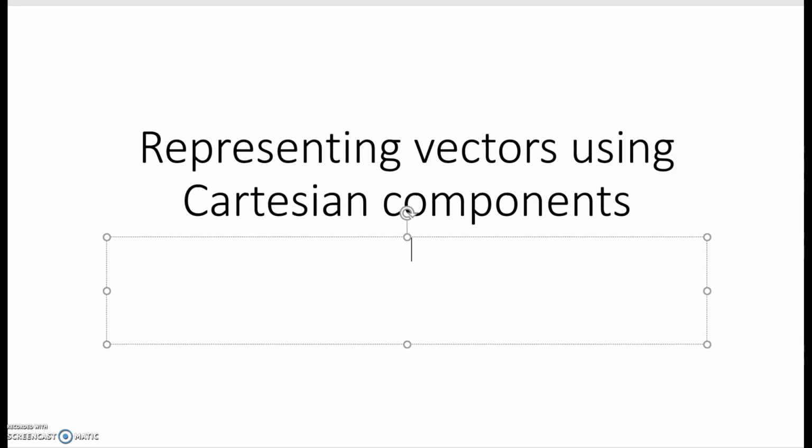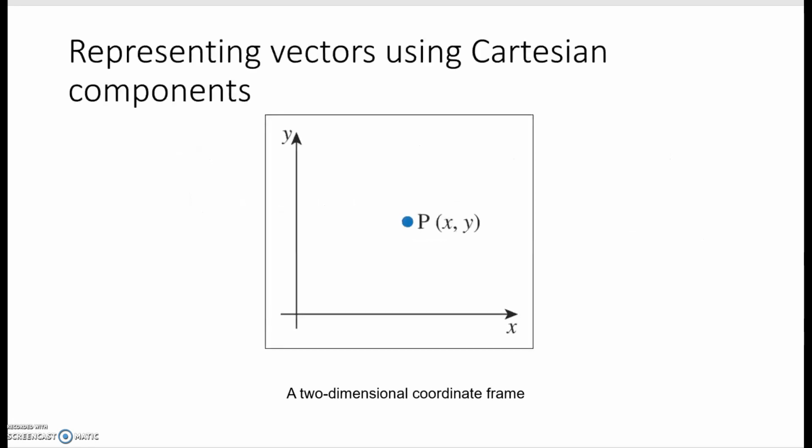Now, we can use the idea of coordinates. We've looked at them before, but now we're going to use them to describe vectors. And we start by introducing a unit vector in the x direction and a unit vector in the y direction, and we call these i and j respectively.